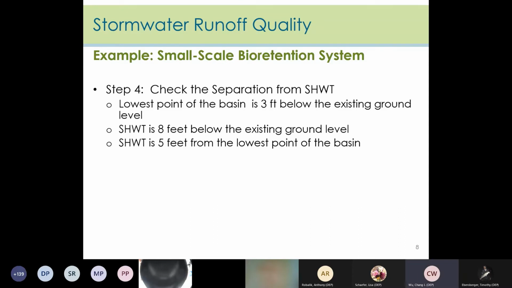The next step is to check the separation from the seasonal high water table. From the configuration, the lowest point of the basin is 3 feet below the existing ground level, and the seasonal high water table is 8 feet below the existing ground level. So the seasonal high water table is 5 feet from the lowest point of the basin, so it's meeting the requirement.